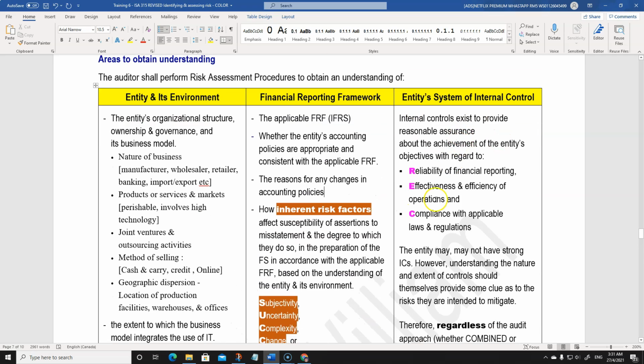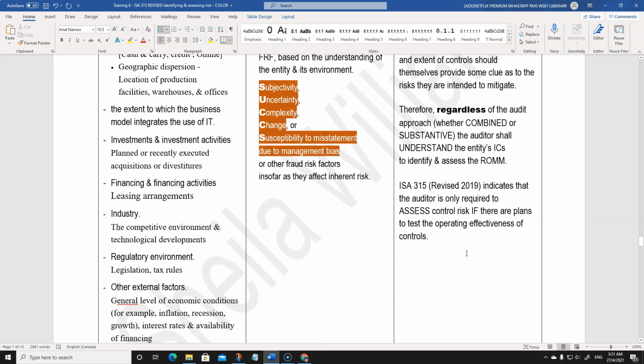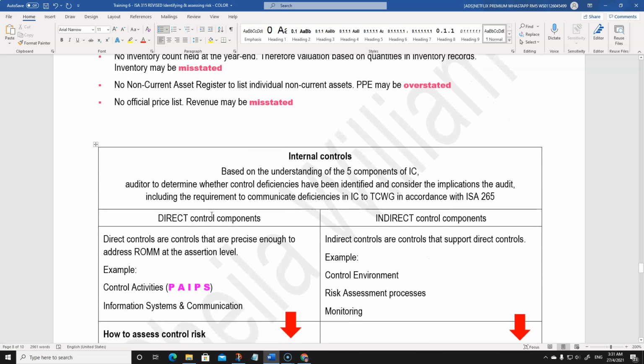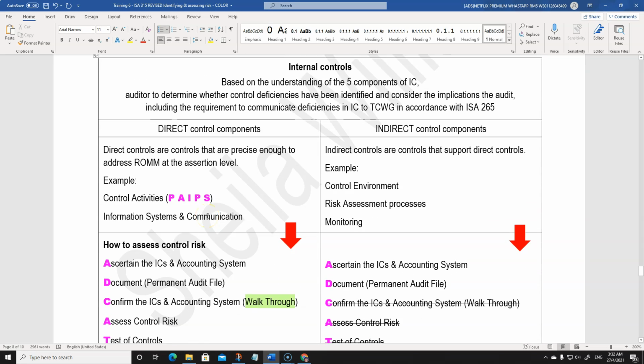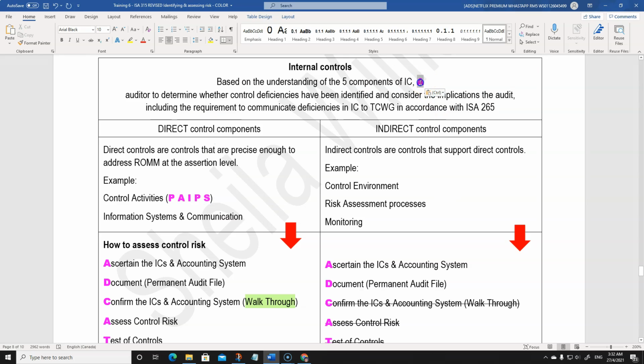So the entity system of internal control, you need to also understand it, but I'll deal with that in a minute. Now, you know from your earlier audit paper that if you have poor internal controls, it can also give rise to misstatement. Please read this by yourself. Now, let's come back here. Now, dealing with the revised standard. We still have the 5 components of internal control. What are the 5 components of internal control? The acronym that I use for my AA students is CRIME. And I've already explained to you what they are just now.